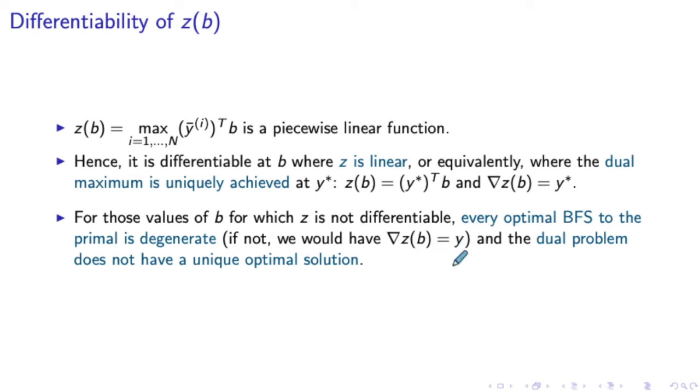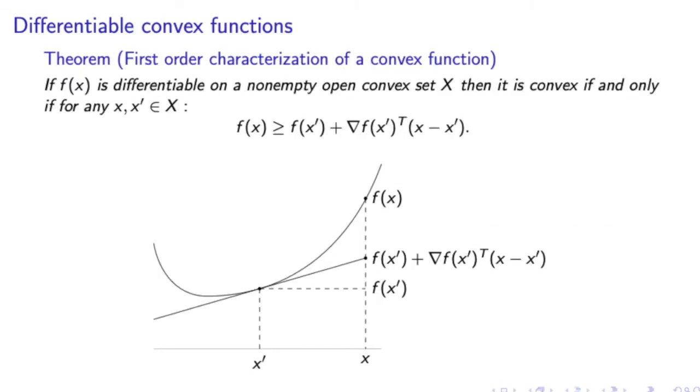So in this case, there will be infinitely many optimal solutions for the dual, and all of these optimal solutions will form the subdifferential of the function z at the point b. And next we are going to discuss what subgradient and subdifferential are. The concept of subgradient essentially extends the definition of the gradient to the convex non-differentiable case.